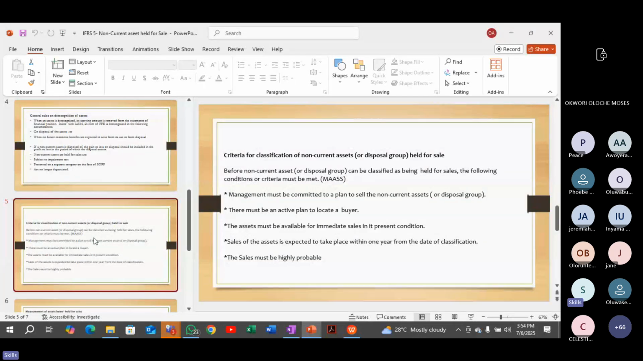The other one, which is A, is an active plan to locate a buyer. There must be an active plan to locate a buyer. That means my brother or my sister who wants to sell that freezer must have a buyer, maybe the refrigerator engineers. You must locate them. You must know where they are, or you will call them to come. There must be an active buyer, somebody who wants to buy that asset.